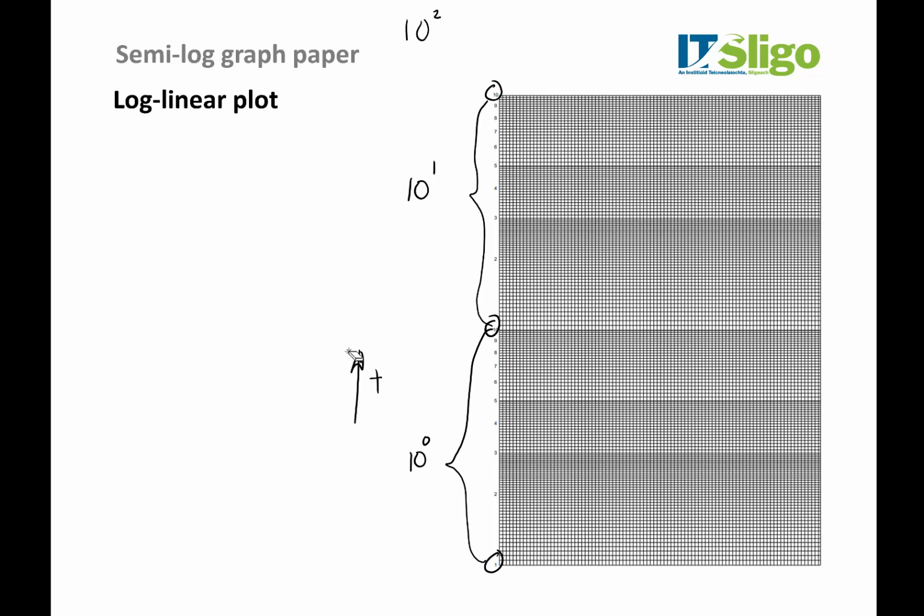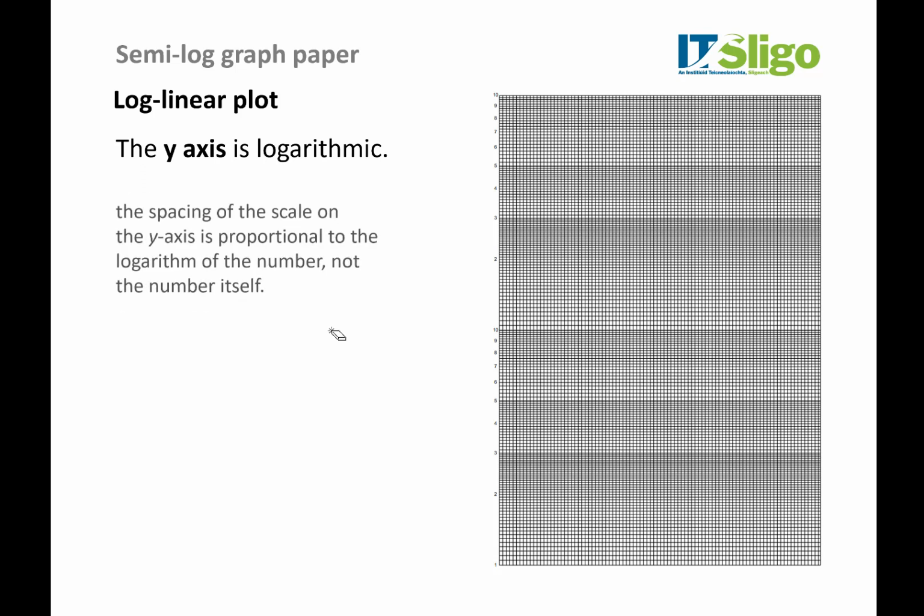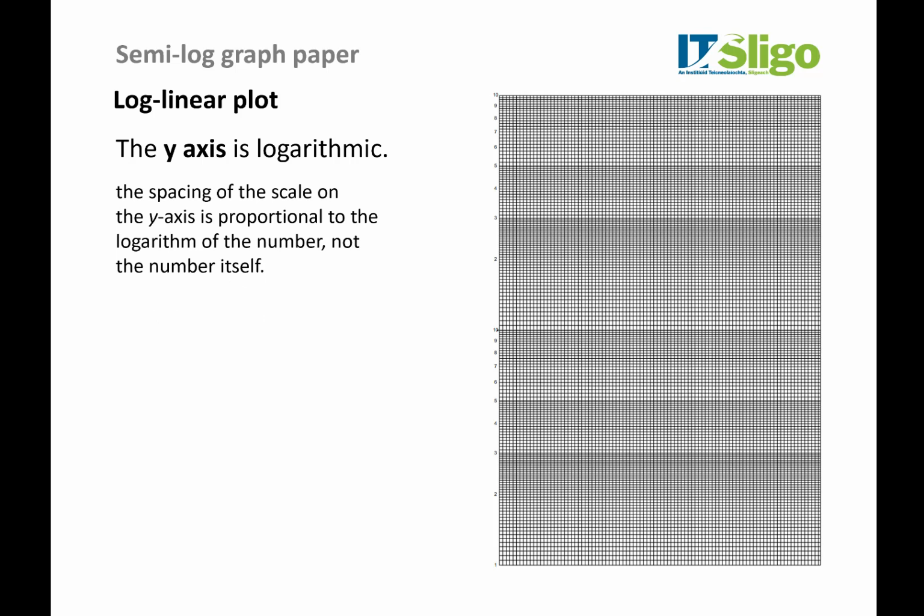So what that means, guys, I'll just give a quick explanation, I've written it out here. The y-axis is logarithmic. So the spacing here, even though it's labeled 1 to 10, is actually spaced out in proportion to the log of the number. So if you get the log of 2, that's what that gap represents. That's the log of 3, sorry. The log of 2 is there.